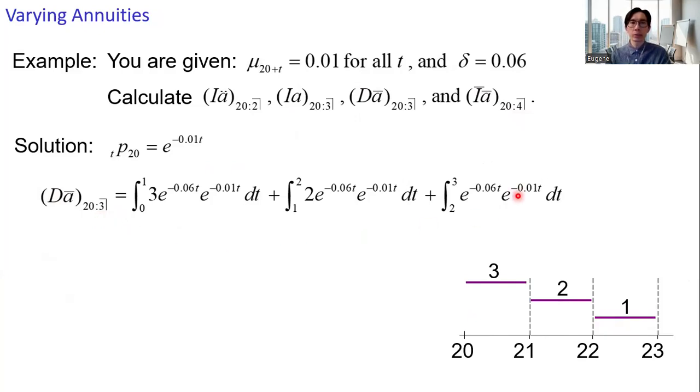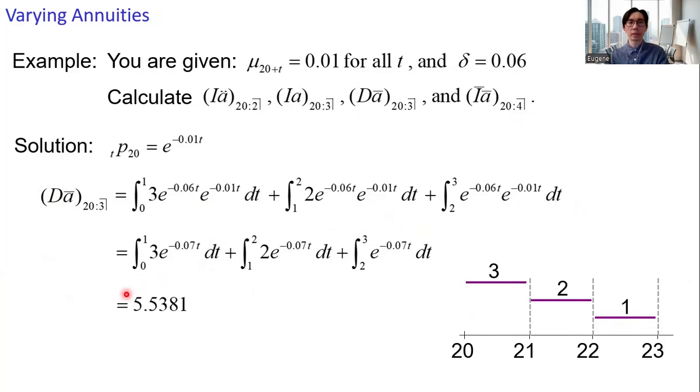For each of these integrals, remember a product of three terms: the payment rate, which in the first year is 3, the second year is 2, and the last year is 1, and then times the present value factor, e to the power minus delta t, and then times the survival probability, tP20. Doing the calculation, we get the answer for this annuity, 5.5381.